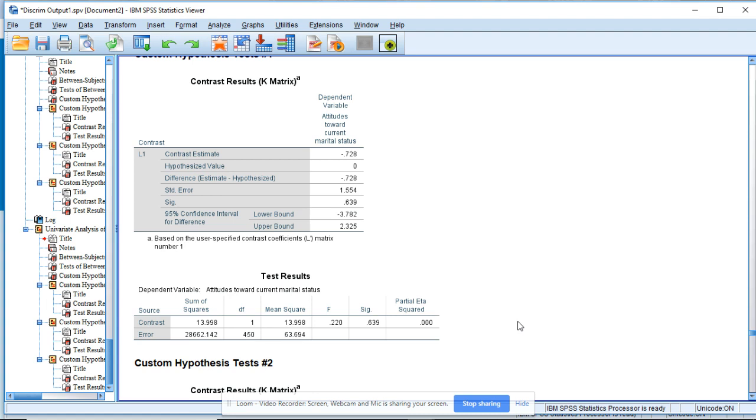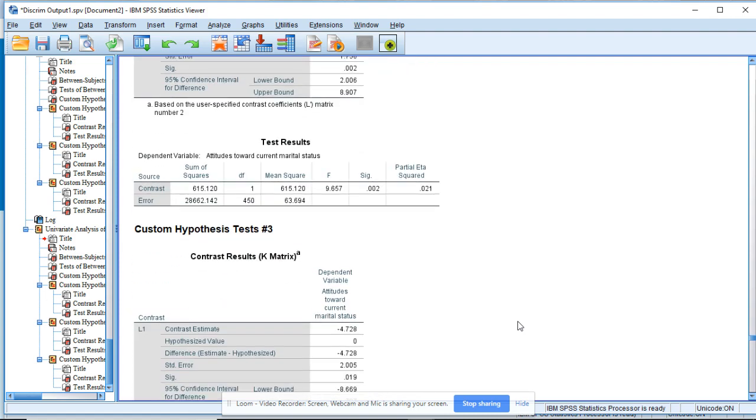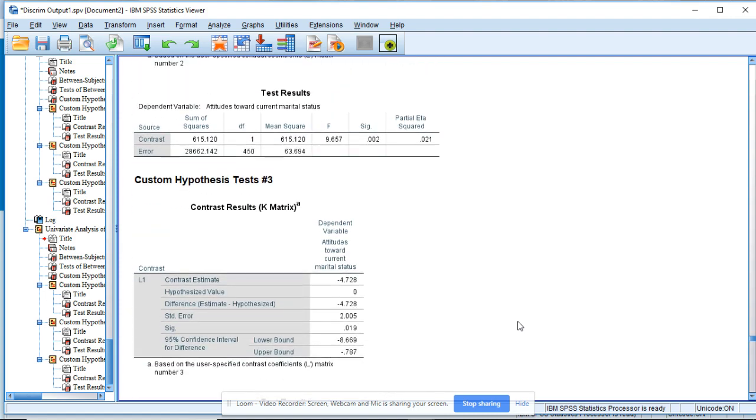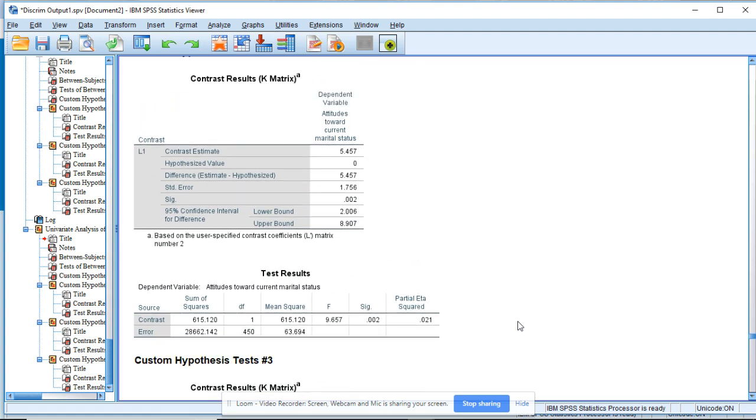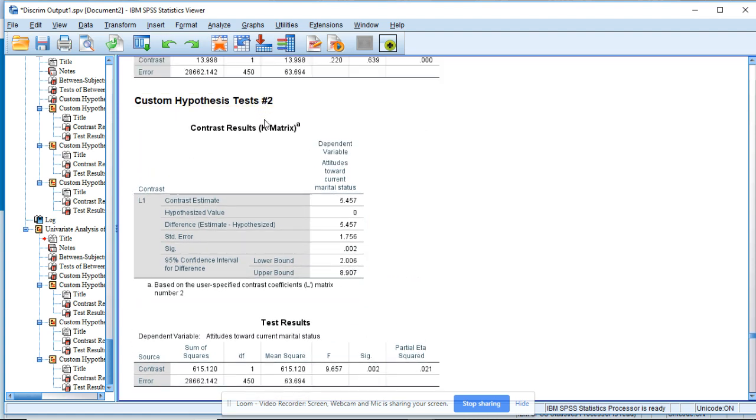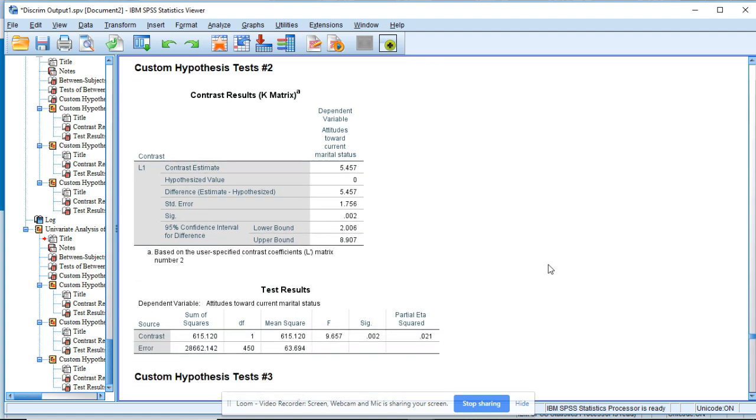So essentially what we see here is there were just 2 that kind of stood out. And if you wanted to include outputs on this, because obviously this is a ridiculously long output, I would include the ones that were 0.02 and 0.04. So here, custom hypothesis test 2 on the attitudes towards current marital status. You could take a screenshot of that. For the satisfied housewives, attitudes towards marriage has the biggest effect on them being in that group.